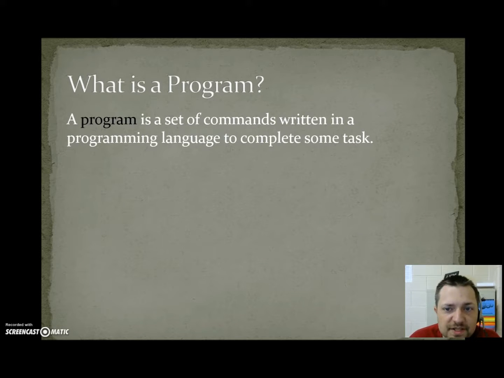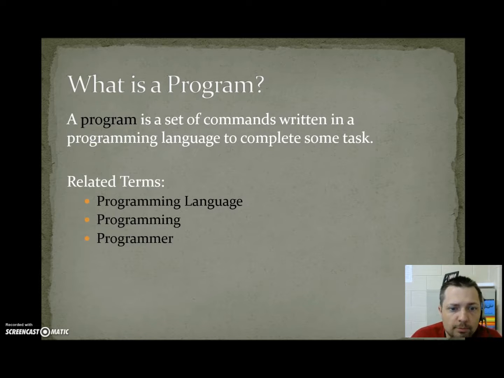A program is a set of commands written in a programming language to complete some task. A programming language is a structured language used for writing computer programs. Programming is the act of actually writing code in a programming language, and a programmer is the person who writes the code.